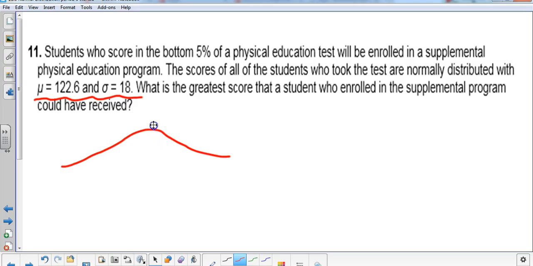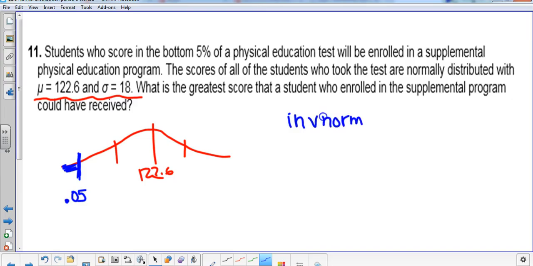So if I drew this, I'd have 122.6, 18 either way. But what percent do I care about? Just the cutoff at the bottom 5%. What percentile is that? 0.05, right? If it's the top 5%, we'd be at 95%, but it's the bottom, so it's just 0.05. We're given a percent, and we're going backwards. So we're going to do inverse norm, 0.05, where the mean is 122.6, and the standard deviation is 18.